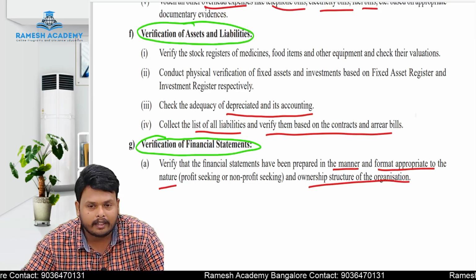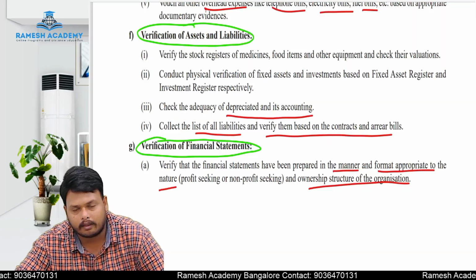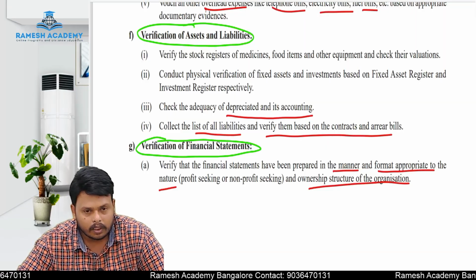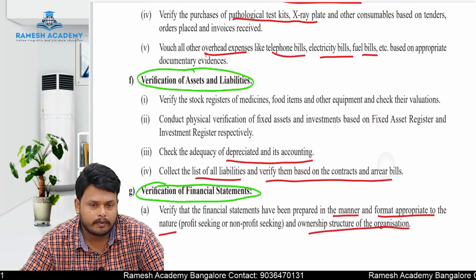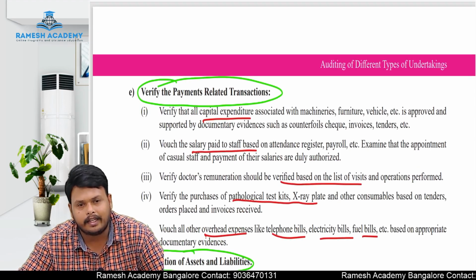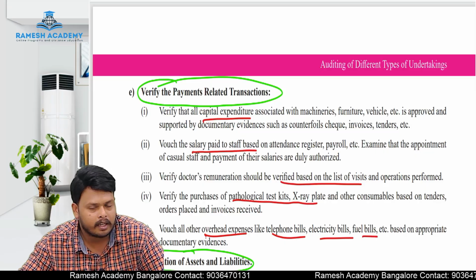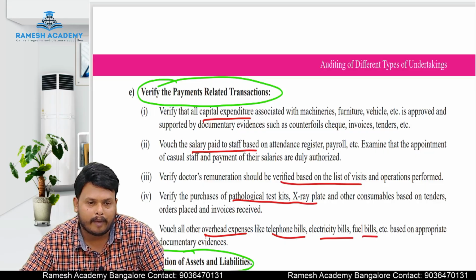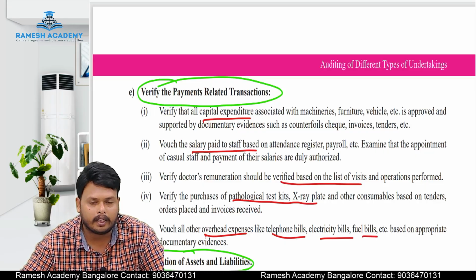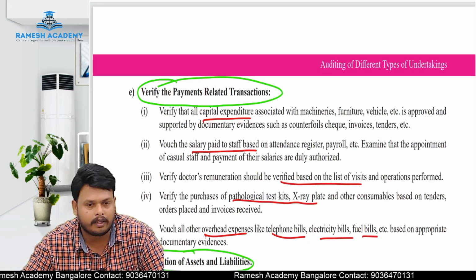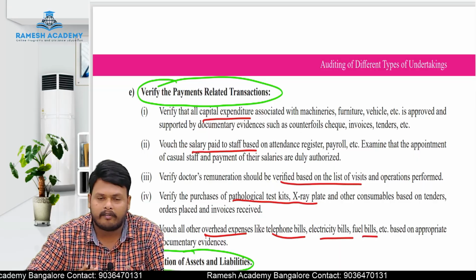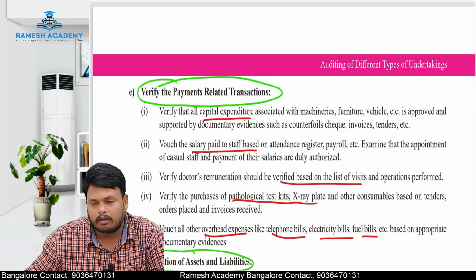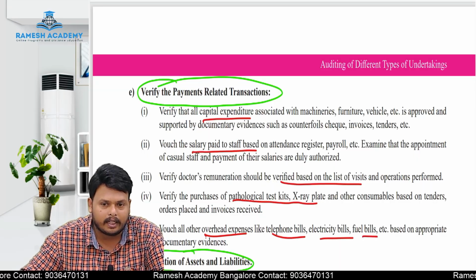So these are the items we basically have to verify in the case of a hospital. If you see the steps we have to follow in the case of any independent entity, they are the same. Only the matter inside the entity changes, depending upon the nature of business and the structure of the organization, but everything else remains the same. So these are the things we have to verify on a regular basis.